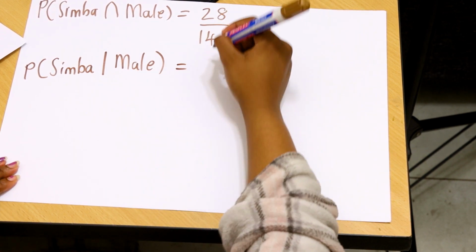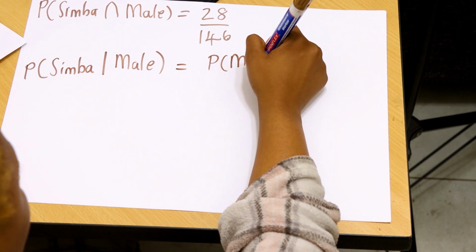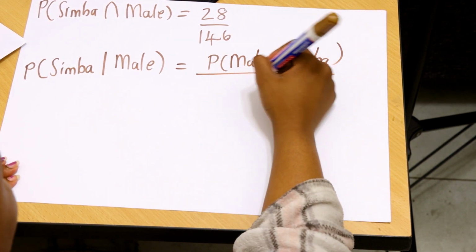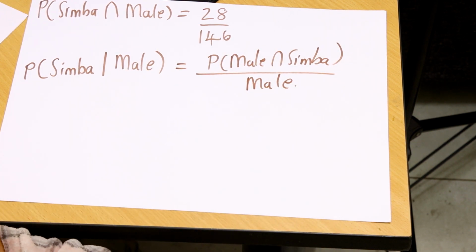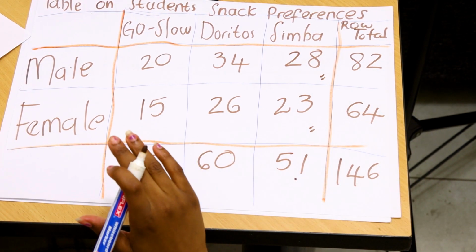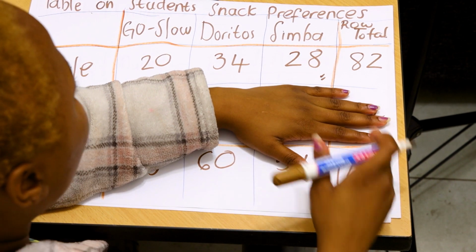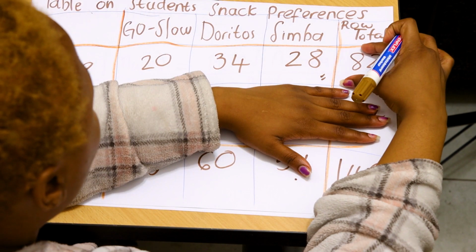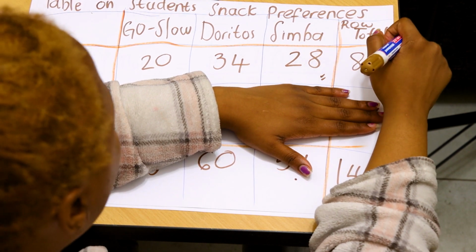So in this case, it's going to be the probability of male and Simba divided by the probability of male. Just to explain using the table, they have given you that this student is male. So we know for sure you don't have to consider any other category. We know that it's male, so we're going to look at this column. We want the probability that it's Simba, right? So our probability is going to be 28 divided by 82.